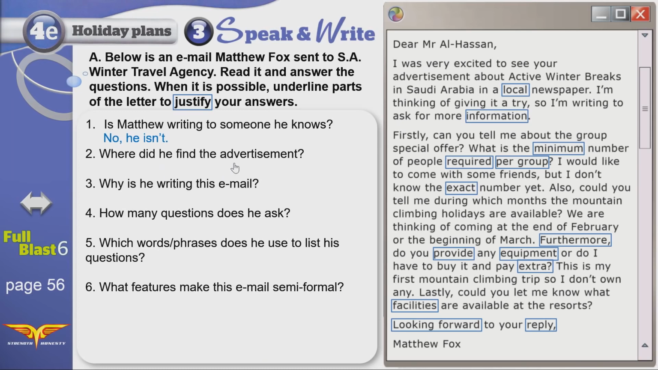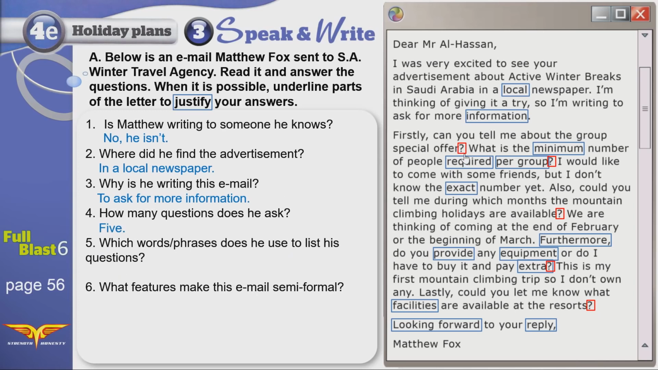2. Where did he find the advertisement? He found it in a local newspaper. 3. Why is he writing? What is the reason? He wants to know more information. 4. How many questions does he ask? Okay, all the questions are here. Let's count them. 1, 2, 3, 4, and 5. 5 questions.